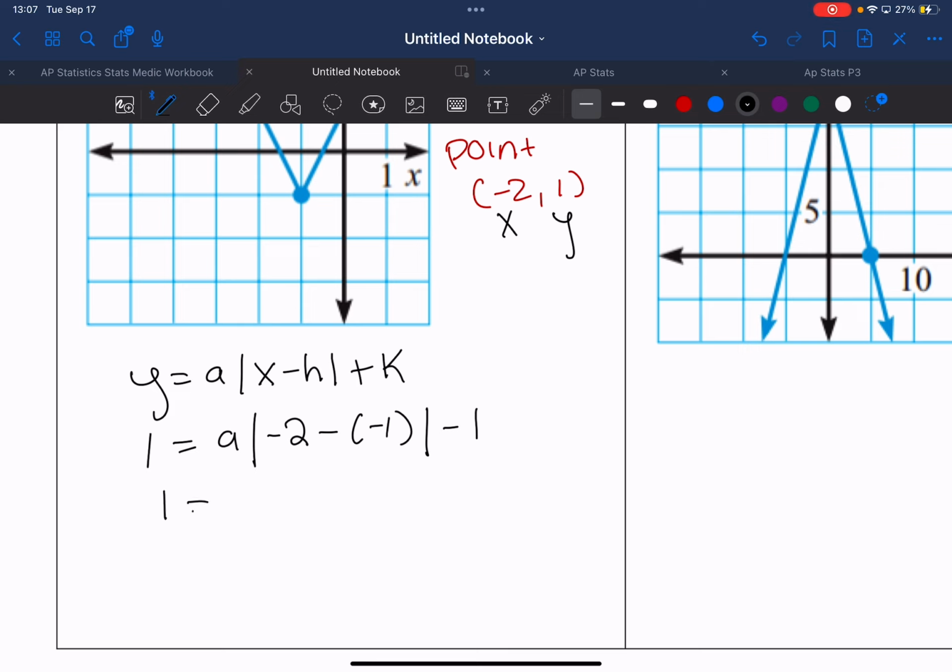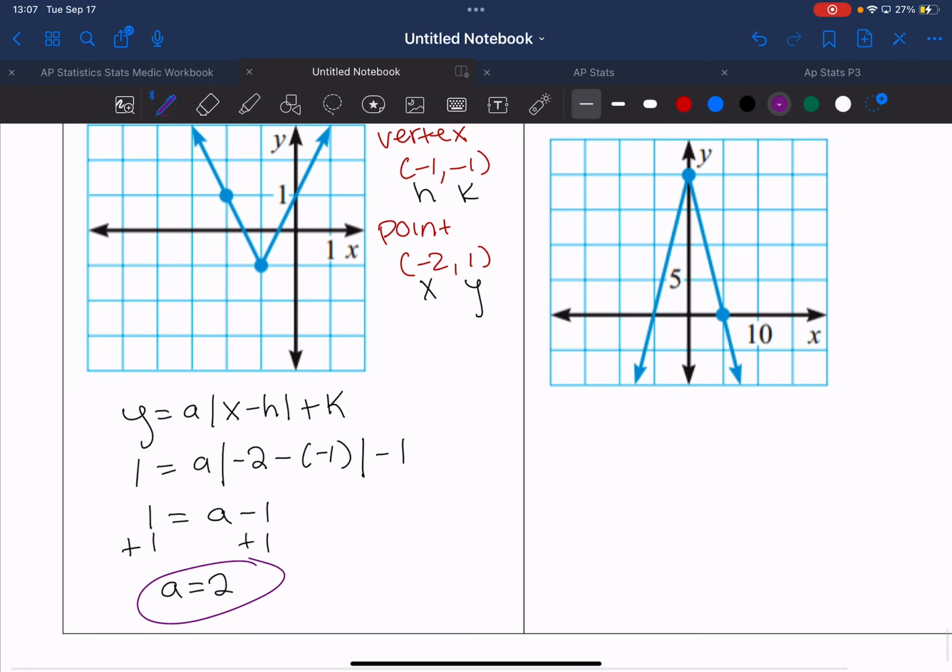So I have 1 is equal to a minus 1. Add 1 to both sides, and I get a is equal to 2. So again, I am using my a value and my h, k values to form my equation. So y is equal to 2, absolute value of x plus 1, minus 1.